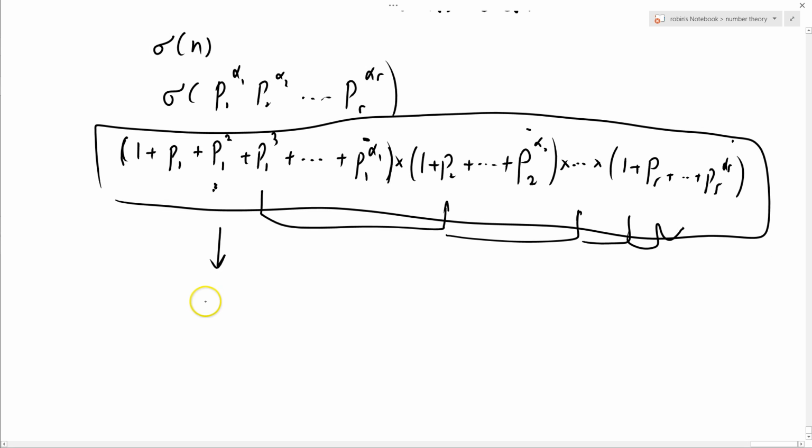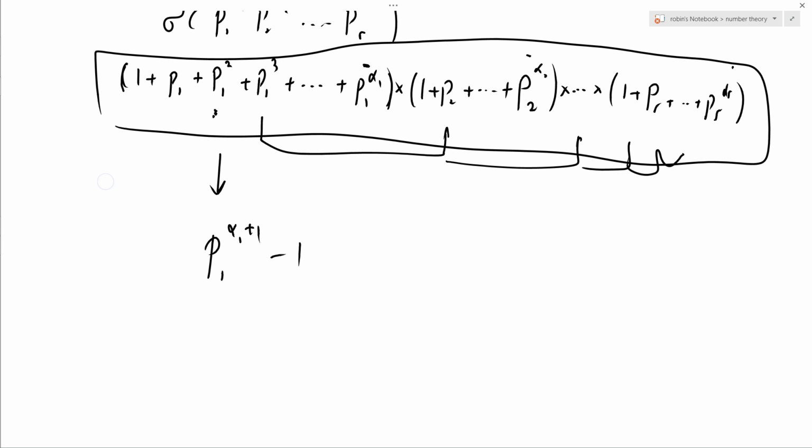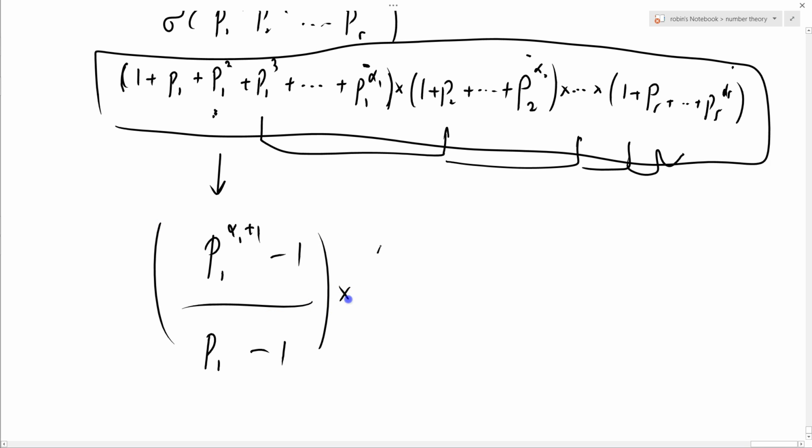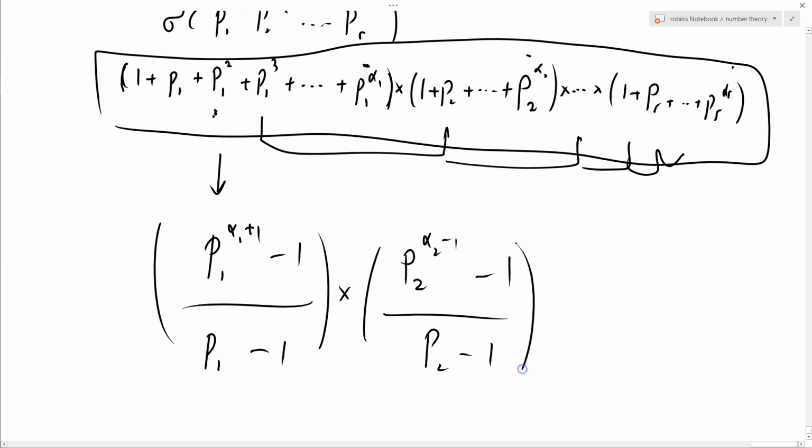I'm going to rewrite that as (p1 to the alpha 1 plus 1, minus 1) over (p1 minus 1). That's just a sum of a geometric series. Times the next one, (p2 to the alpha 2 plus 1, minus 1) over (p2 minus 1). Note that this is well defined because prime numbers are greater than 1. 1 is not a prime number. Here's another reason for 1 not being a prime number. Multiplied by all the other terms similarly, times (pr to the alpha r plus 1, minus 1) over (pr minus 1).